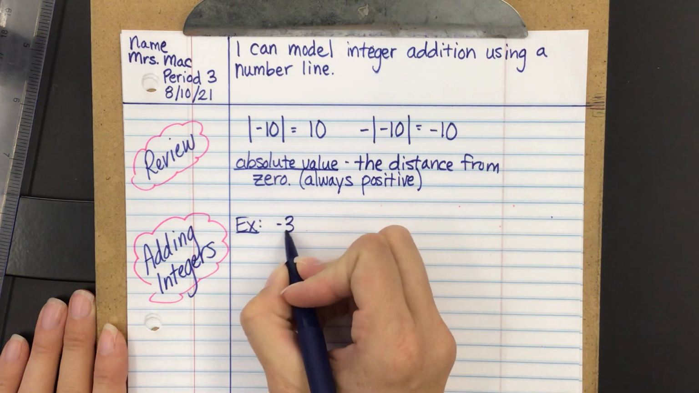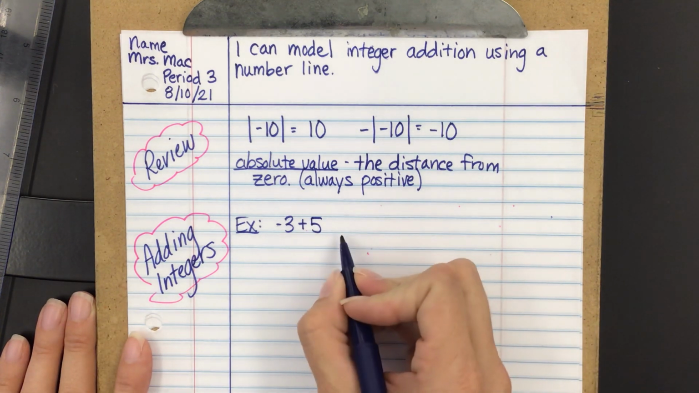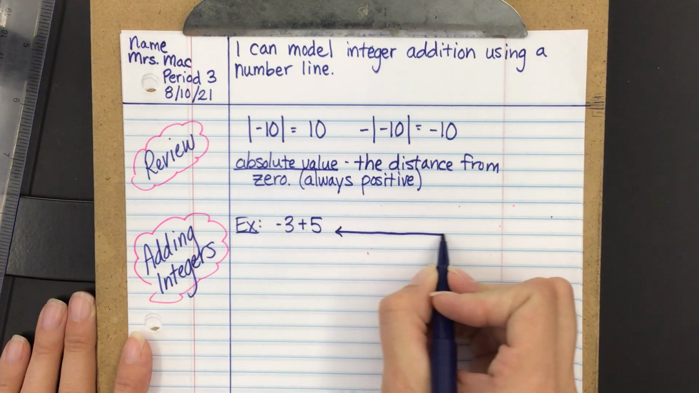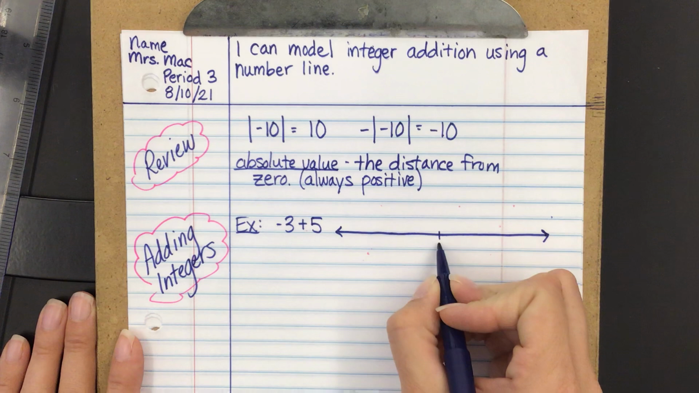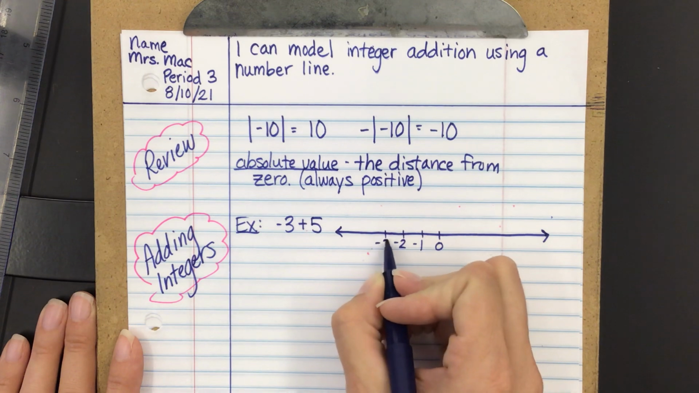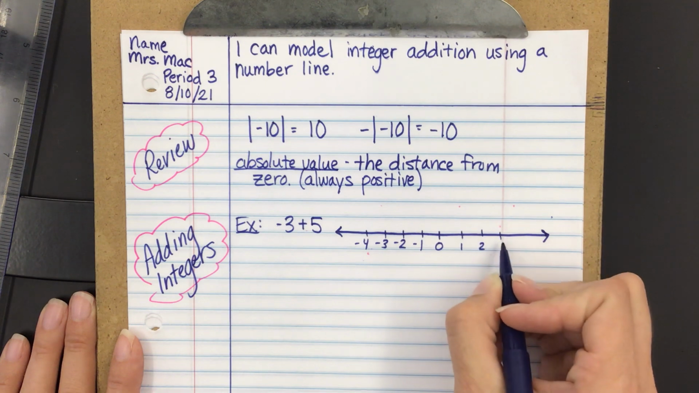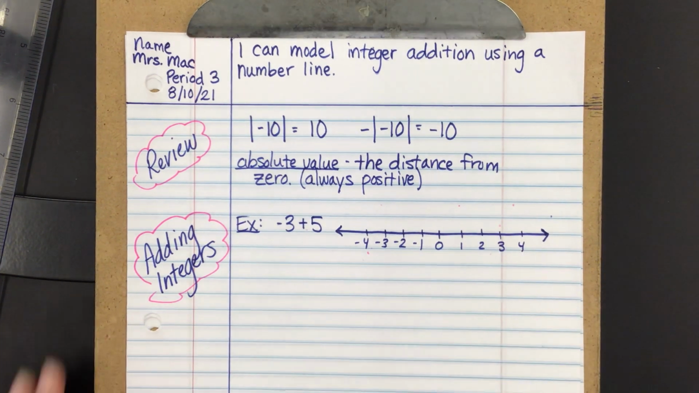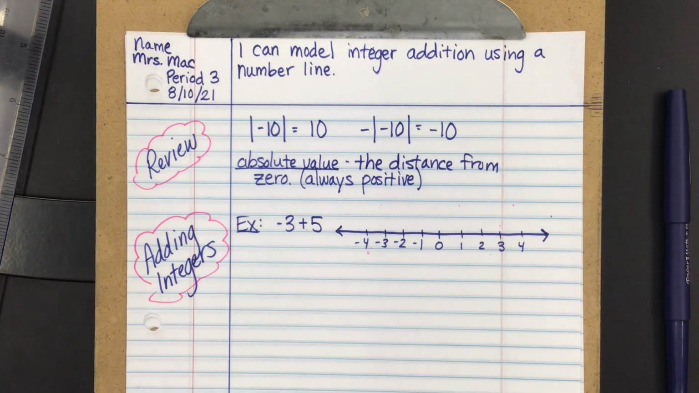So we have -3 plus +5. So I'm going to get myself a little number line all set up here. I'm just going to put the 0 in the middle and add a few on either side. How many of you already know the answer to this without doing anything? All right, see? Right where I need you to be. Okay, awesome. But now let's model it on a number line.